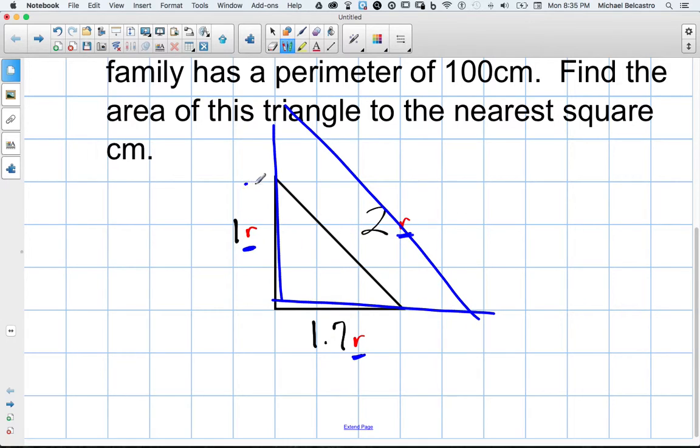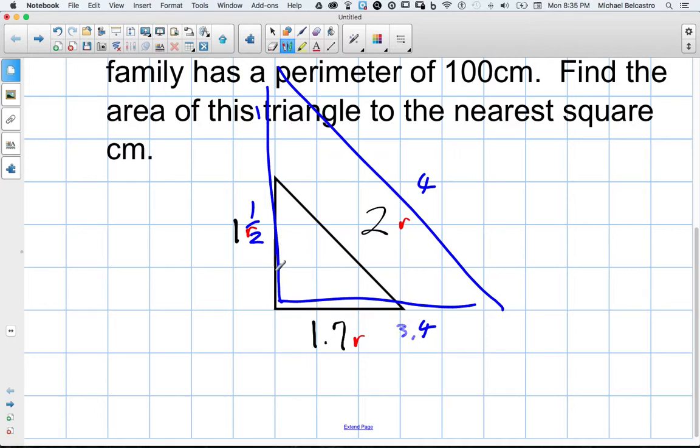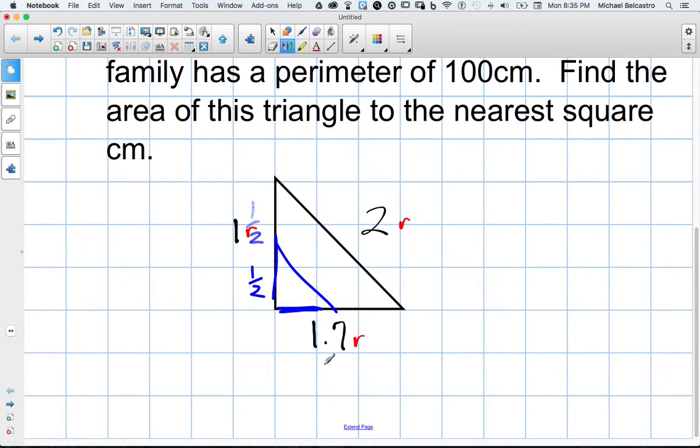For instance, if r was 2, this side length would be 2, this would be 3.4, and this would be 4. Okay, so we'd have a triangle that's about twice that size. If r was a half, we'd have a much smaller triangle like this. This would be a half, this would be 0.85, and this would be 1. So a much smaller triangle, but all within the family, okay? So they're all similar triangles. They have different side lengths, but all the angles are exactly the same.